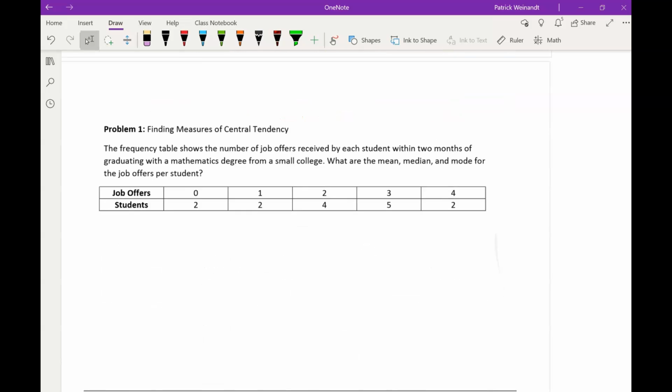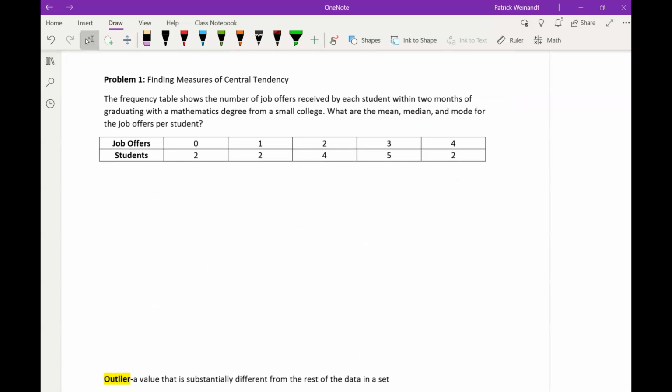Okay, so let's move on to an example of finding measures of central tendency. We have a frequency table shown below, not the graph, but the table. It shows the number of job offers received by each student within 2 months of graduating with a mathematics degree from a small college. What are the mean, median, and mode for the job offers per student?